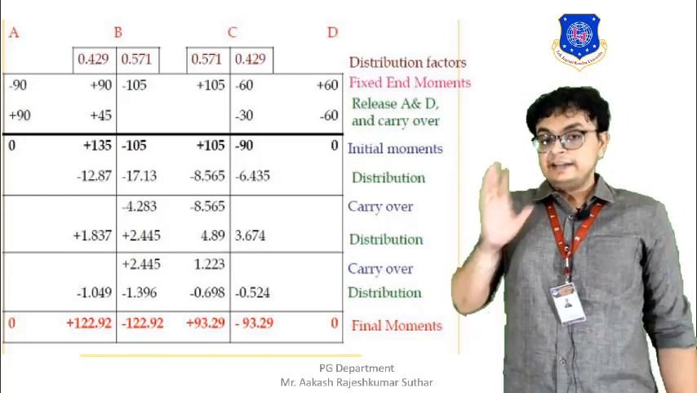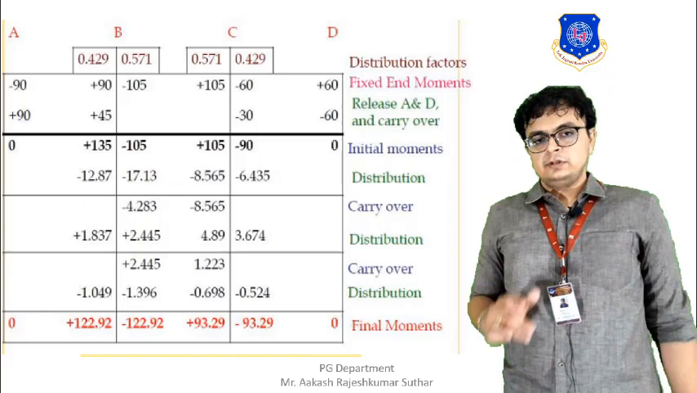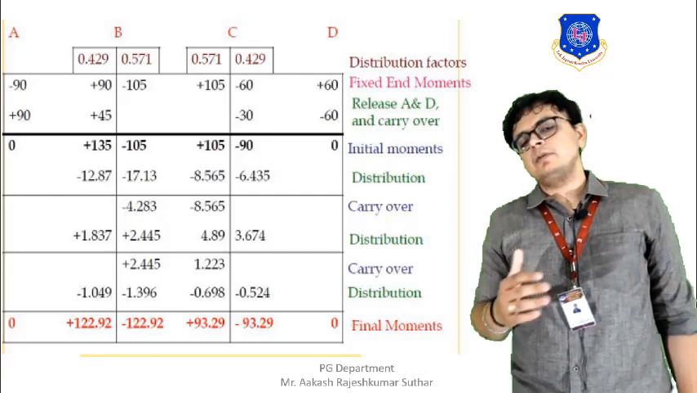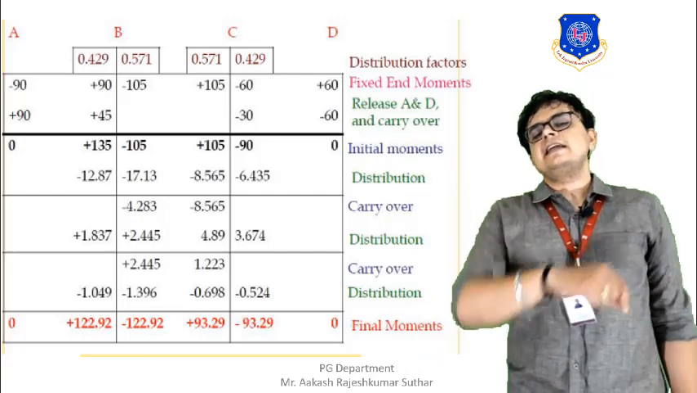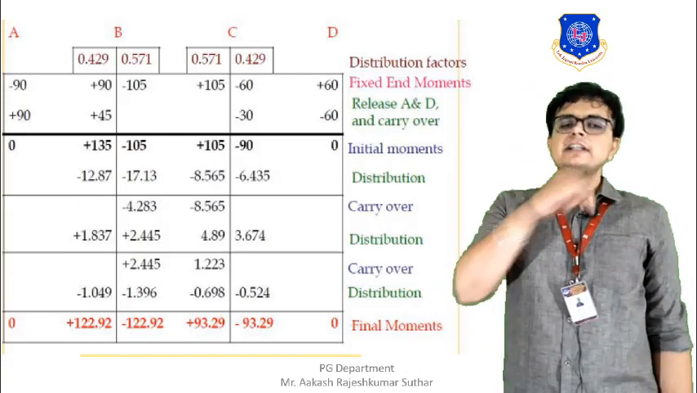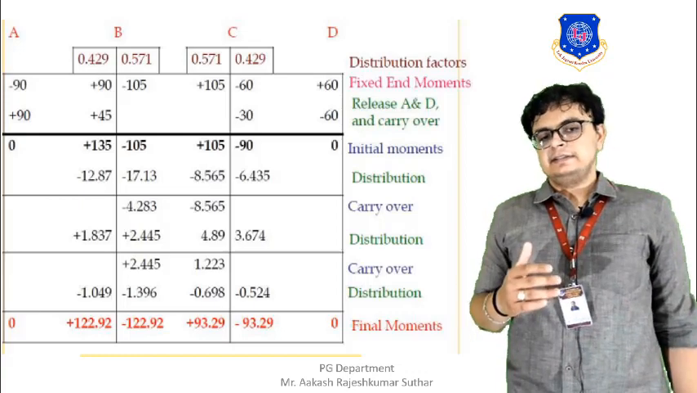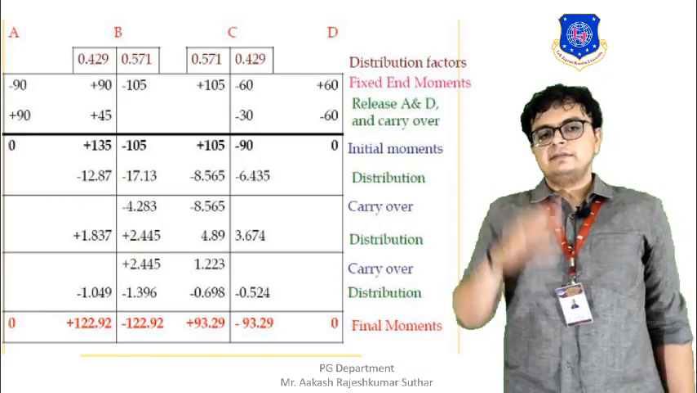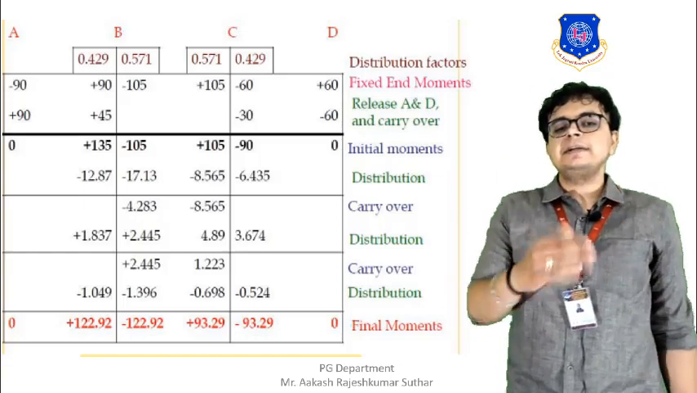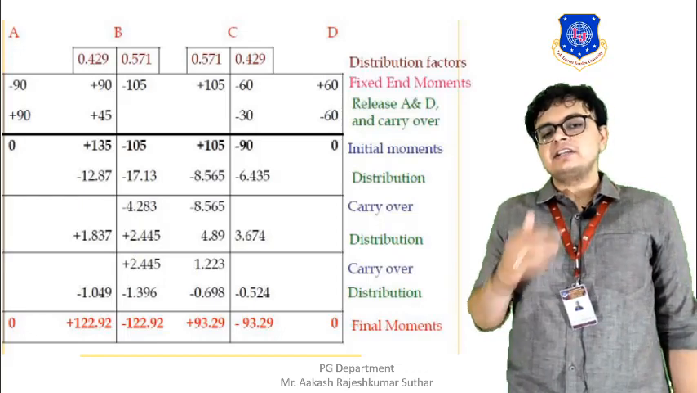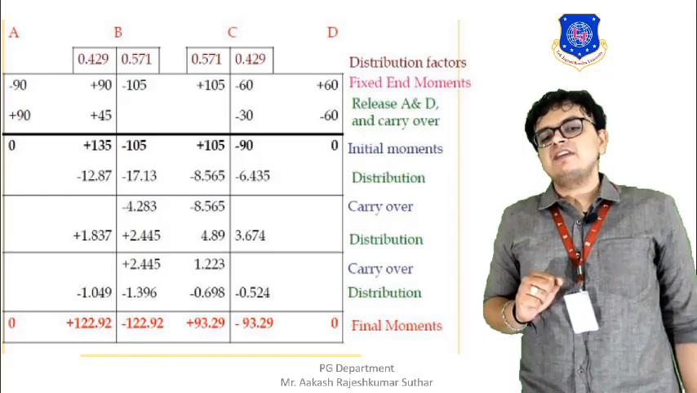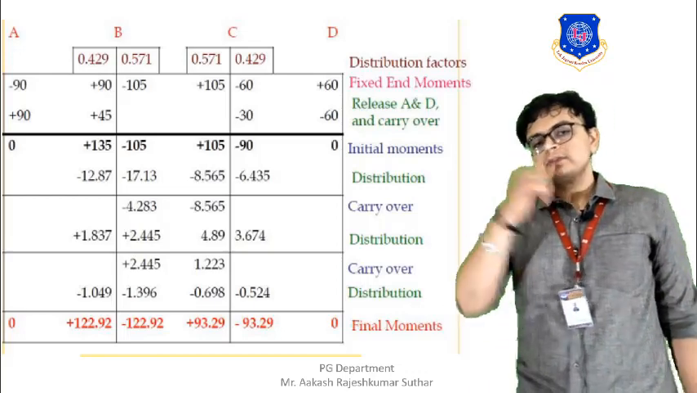Okay, next thing will be the carryover. So the carryover will be in such a way that whatever the bending moment will be, half of it will be carried to the next, or we can say the adjacent member. Talking about MBC, which is having the value of minus 17.13, its half will be transferred to MCB. So minus 17.13 by 2, that is equal to minus 8.565, that will be transferred to CB.